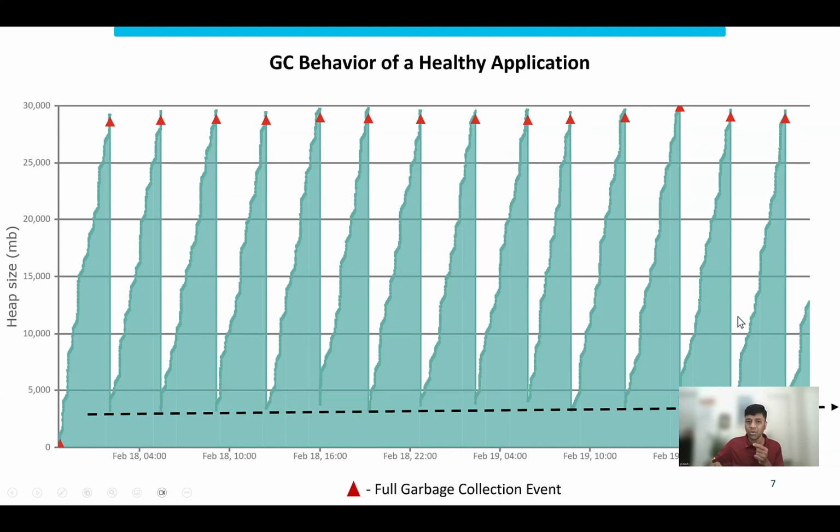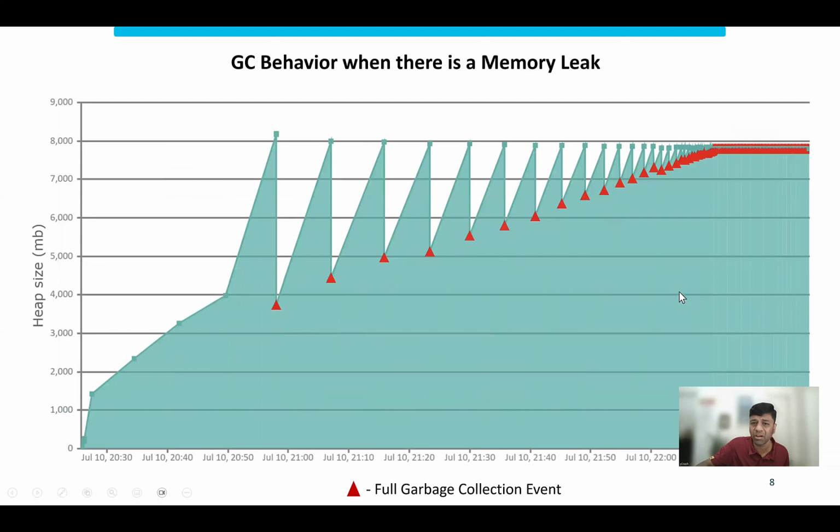Now look at this: the garbage collection behavior of an application which is suffering from a memory leak. You can see memory went up, it came down. It's going up and down, but these red triangles are not dropping to the initial point. Here it was at 4 GB, but as time progresses, the garbage collection is not able to bring the memory back to 4 GB. It just keeps on going up, and after a point, it just keeps running repeatedly. Friends, I've told this earlier.